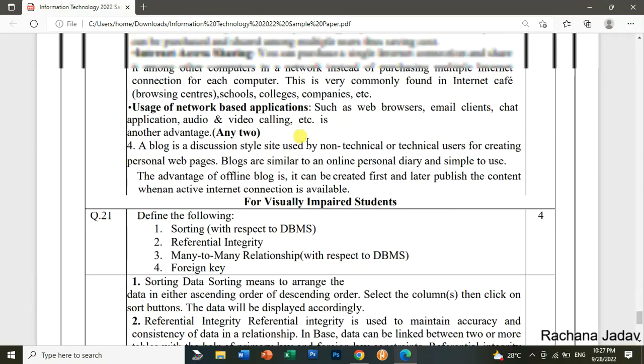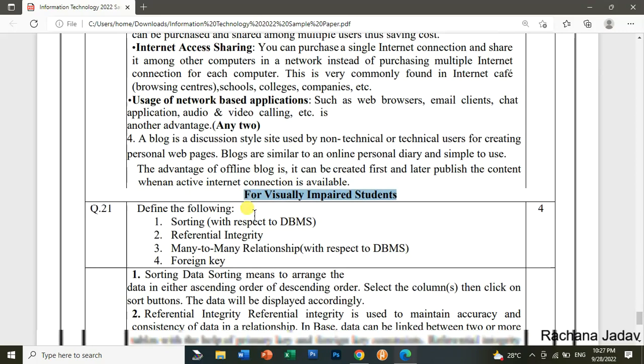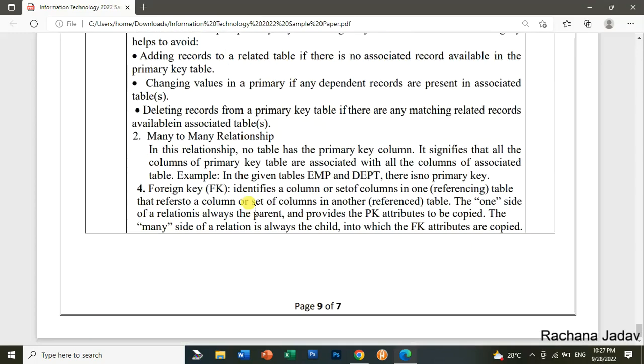Define. Now this question is for visually impaired students. Please वहाँ लिखा होता है बेटा, तो आप लोग प्लीज चेक करके लिखना है ये answer. ये आपके लिए नहीं होता है, जो visually impaired है उनके लिए ये answer लिखना है. Okay, not for you all. For the common students it is not there.